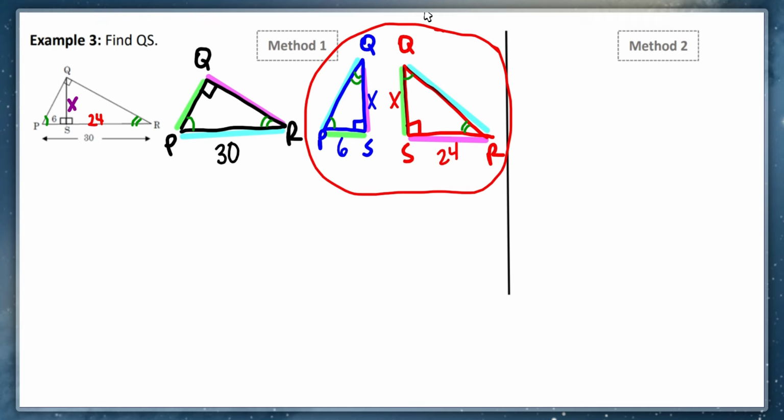So all we have to do is set up our proportion on how we want to solve for X. Now, one way that we can do this is if we do green over green. If we do green over green, we're looking at 6 over X is equal to, if we do purple over purple, X over 24. And to check if we set this up correctly, check for your diagonal to repeat, and it does.